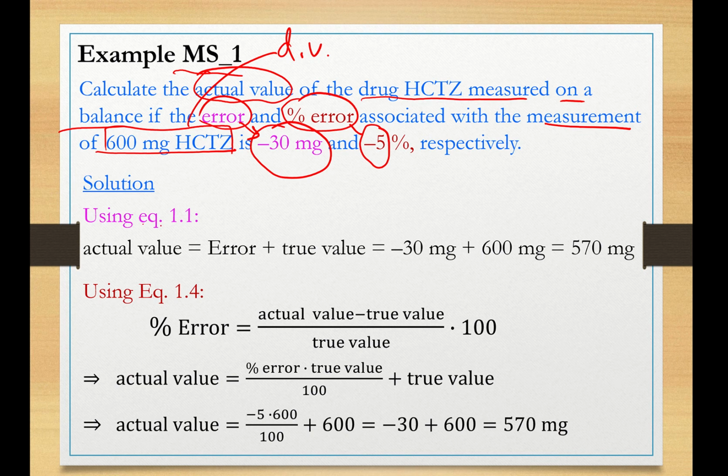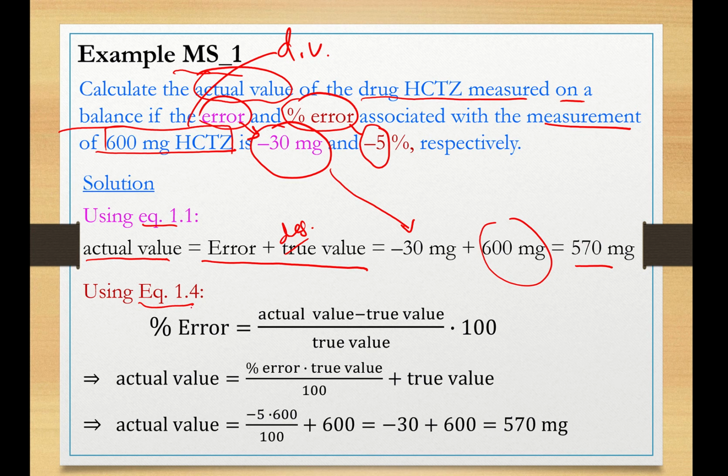If you use equation 1.1, the actual value is equal to the error plus the true value, right? Reorganizing equation 1.1. This is the desired, same thing as the desired value, right? So the error is minus 30 milligrams. The desired value is 600 milligrams, and therefore the actual value measured was 570 milligrams.